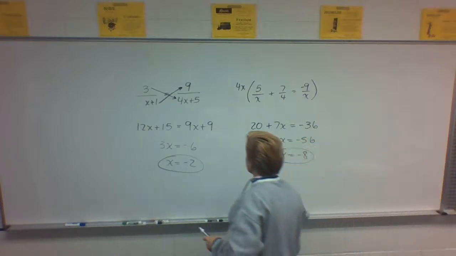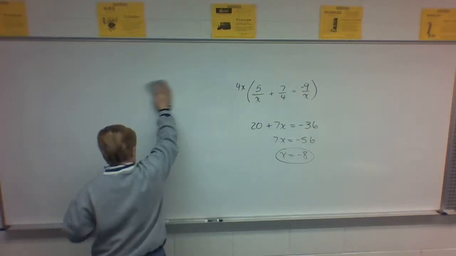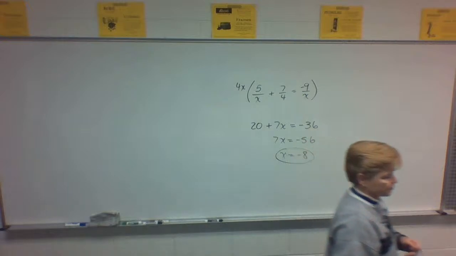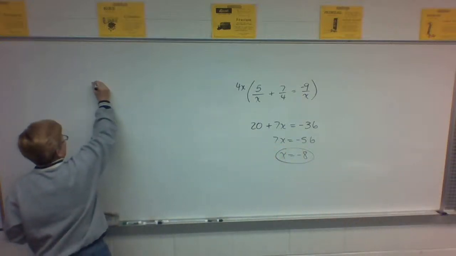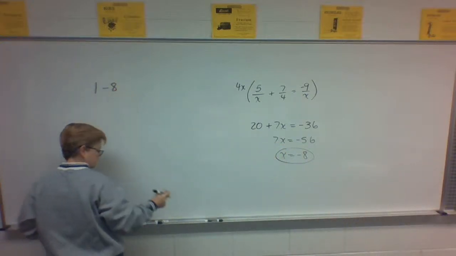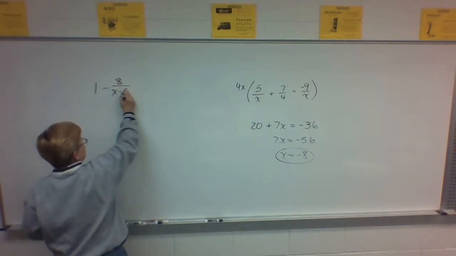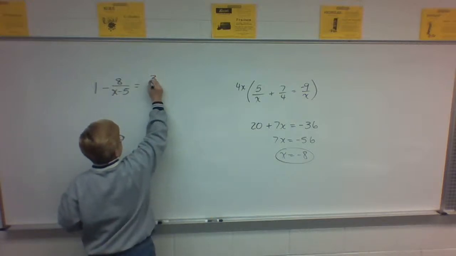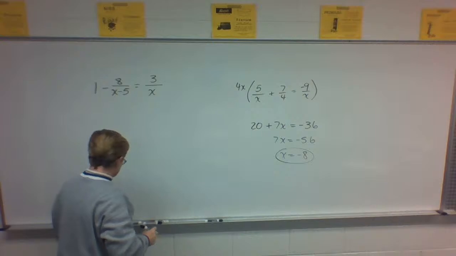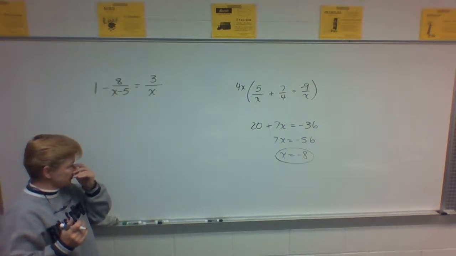Okay, let's try another one that's like this. That's got a little bit different little quirk to it. We have 1 minus 8 over x minus 5 equals, it's the B part, 3 over x. Okay, again, cross multiplying is not an option because the left side's got 2 terms on it. Anytime either side has more than 1 term, cross multiplying's out.